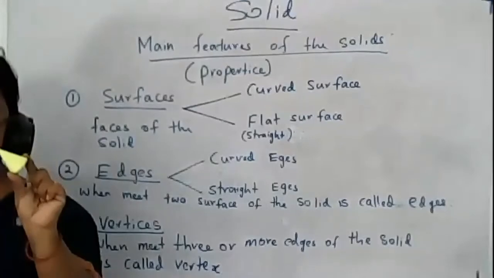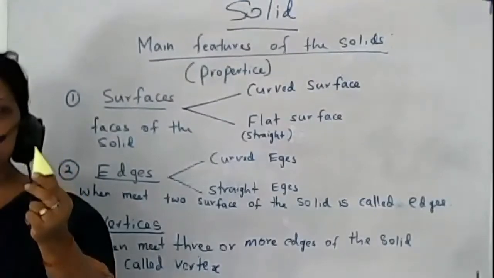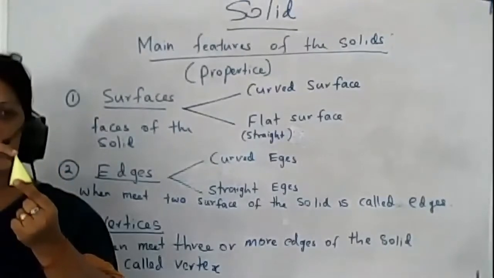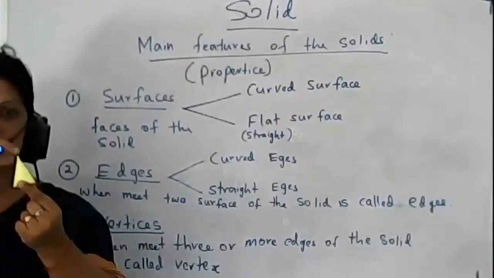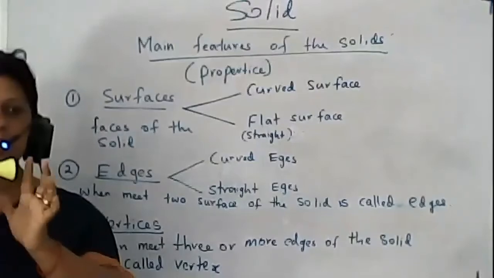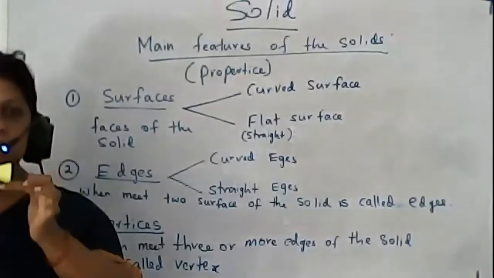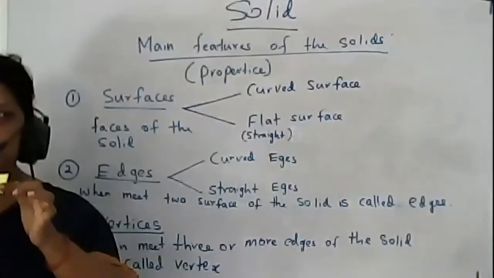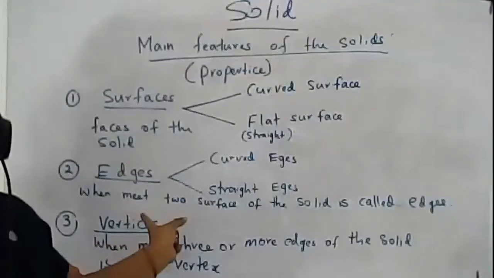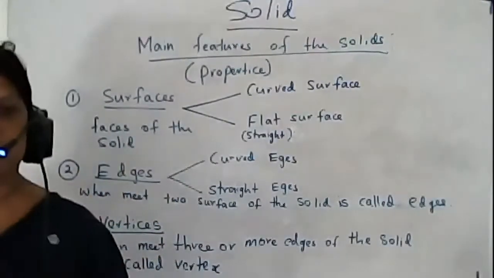Now tell me this one, this cone, right? How many vertices are there? Only one vertex point here. Then one curved surface here. And then one flat surface here. One curved edge here, right? You have to get your mind the definitions, surface, edges, vertices, definitions, right?